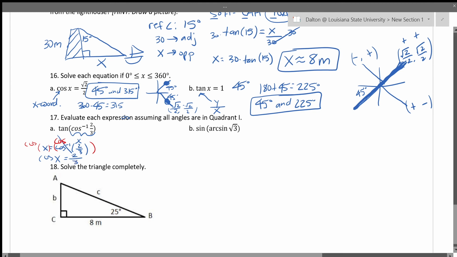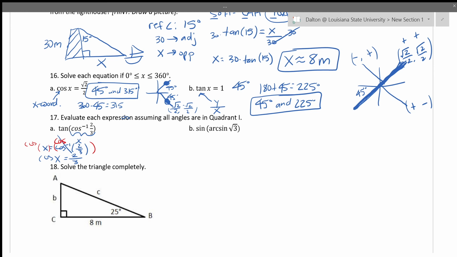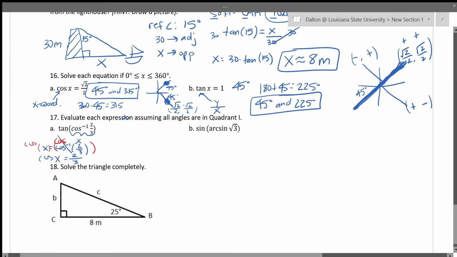Now, what can we do with this? Well, we can draw a triangle and figure out what that looks like. Because ultimately I need the tangent, and the tangent is opposite over adjacent. So I need some kind of reference for a triangle to figure out what each part of it is. So if I call this angle x, cosine is adjacent over hypotenuse.